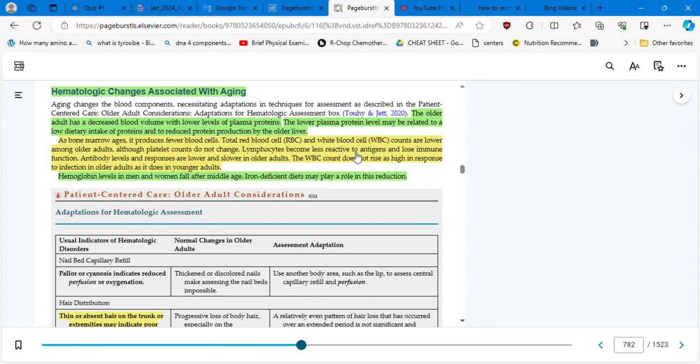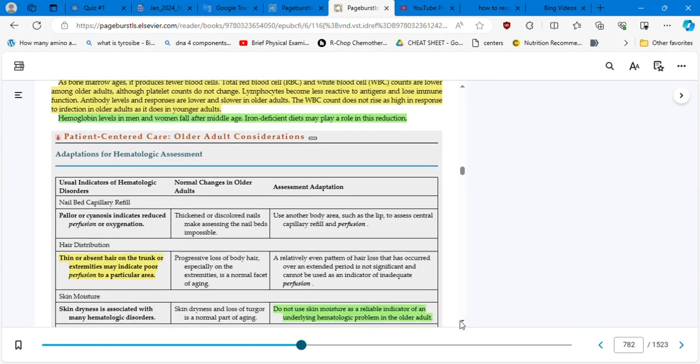Lymphocytes become less reactive to antigens and lose immune function. Antibody levels and responses are lower and slower in older adults. The WBC count does not rise as high in response to infection in older adults as it does in younger adults. Hemoglobin levels in men and women fall after middle age. So your 30s to 40s start the hemoglobin going down. Iron deficiency diets may play a role in this reduction.